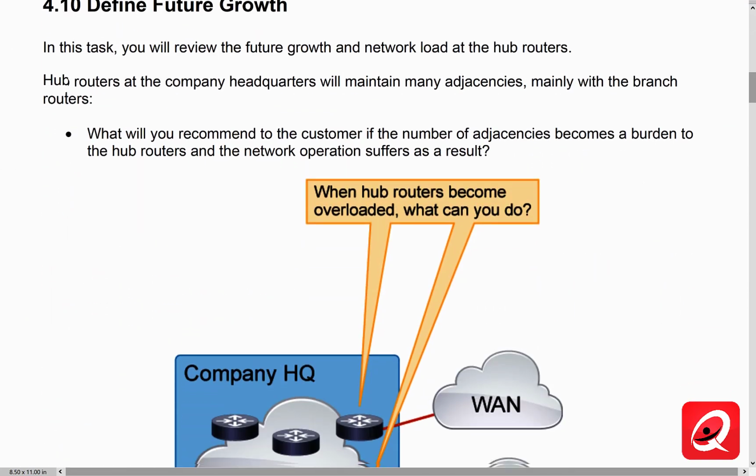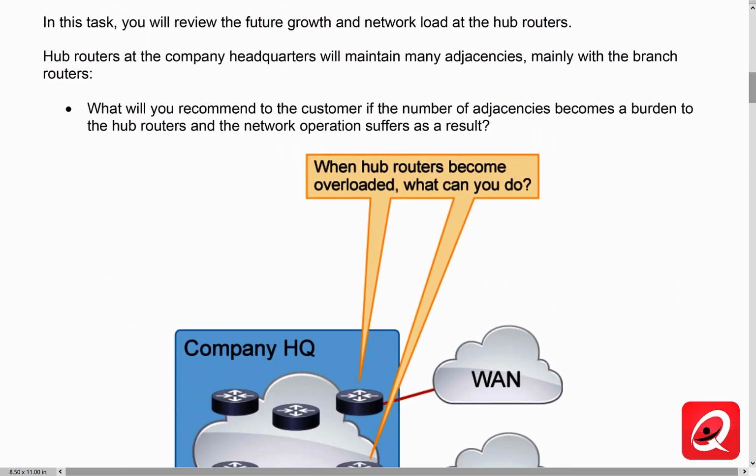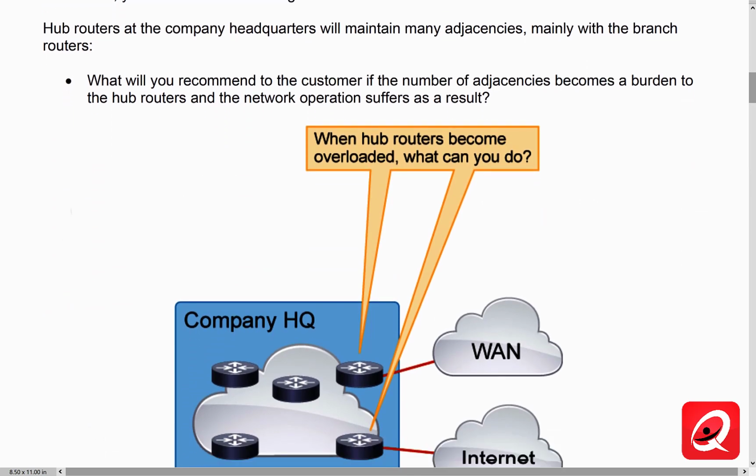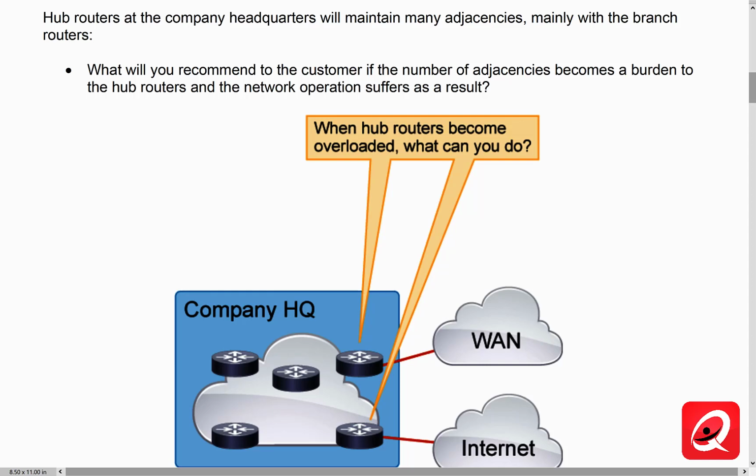In this last and final task, you will review the future growth of the network load at the hub routers. The hub routers at the company headquarters will maintain many adjacencies, mainly with the branch routers, right? What will you recommend to the customer if the number of adjacencies becomes a burden on the hub routers and the network operation suffers as a result?